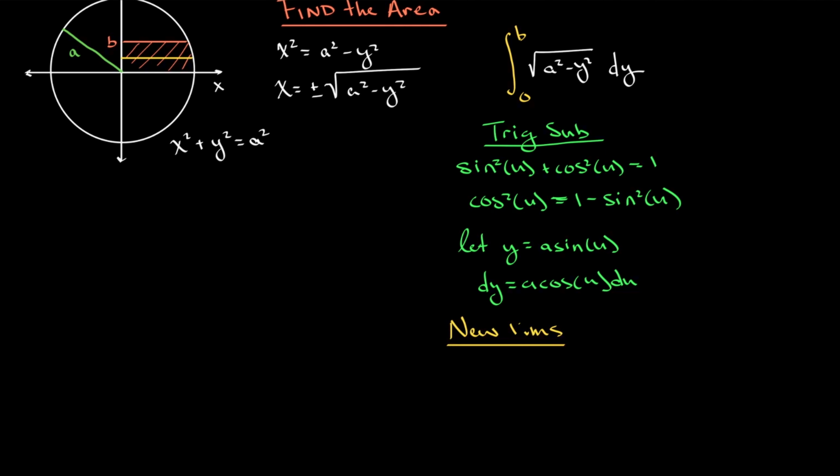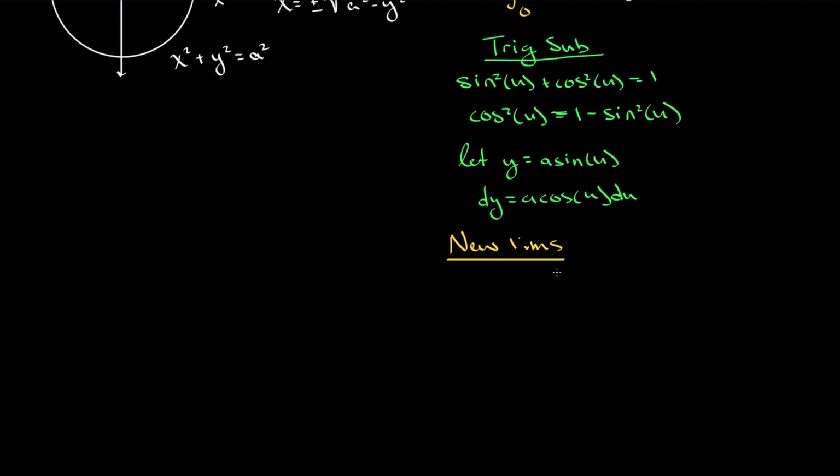So our new limits of integration: our upper limit is originally y is equal to b, and our lower limit is y is equal to 0. And then under our substitution, we get what? We get u as our upper limit is going to be equal to, we're going to let y be b, so we're going to have the inverse sine of b over a as our new upper limit. And then the lower limit, let's see, u is going to be equal to, well, that's just going to be 0. That's great. So we have our new lower limit here is 0.